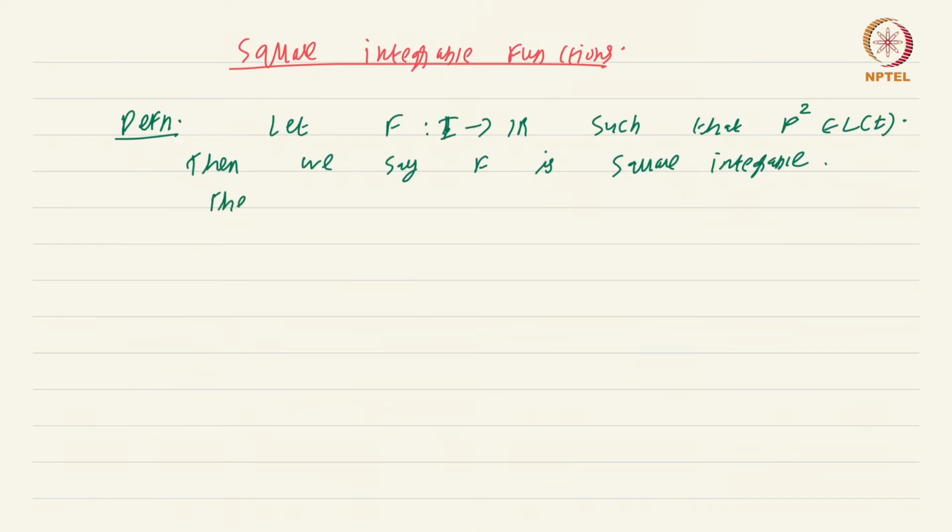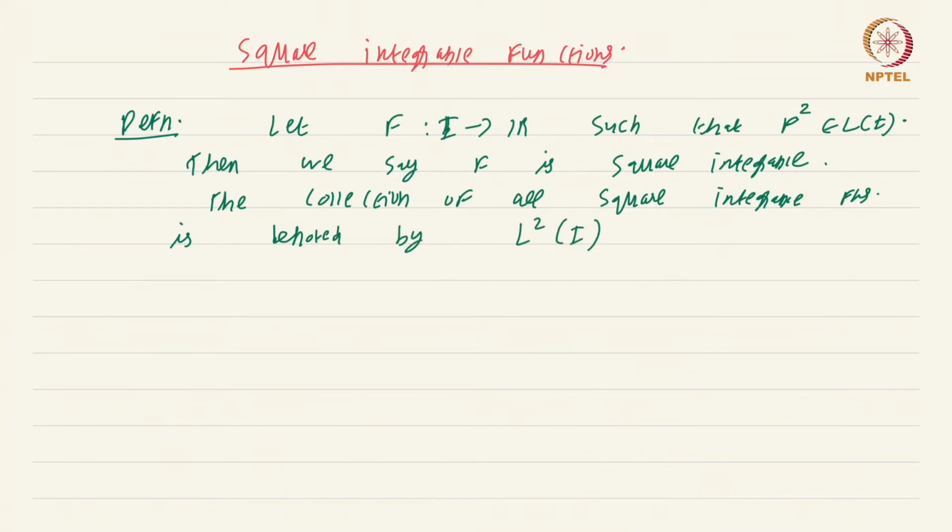The collection of all square integrable functions is denoted by L squared of I, or L2 of I more commonly. Now, first of all, let me make a remark.